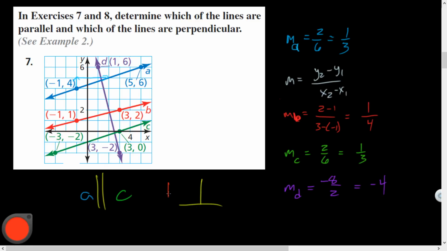B. Yeah, B and D, perpendicular lines. Actually, it looks like a cool symmetric mirror right there. Perpendicular lines have slopes that are opposite reciprocals. The reciprocal of 1/4 is 4 over 1. And to make it opposite, I would change the sign to negative. So there we go.